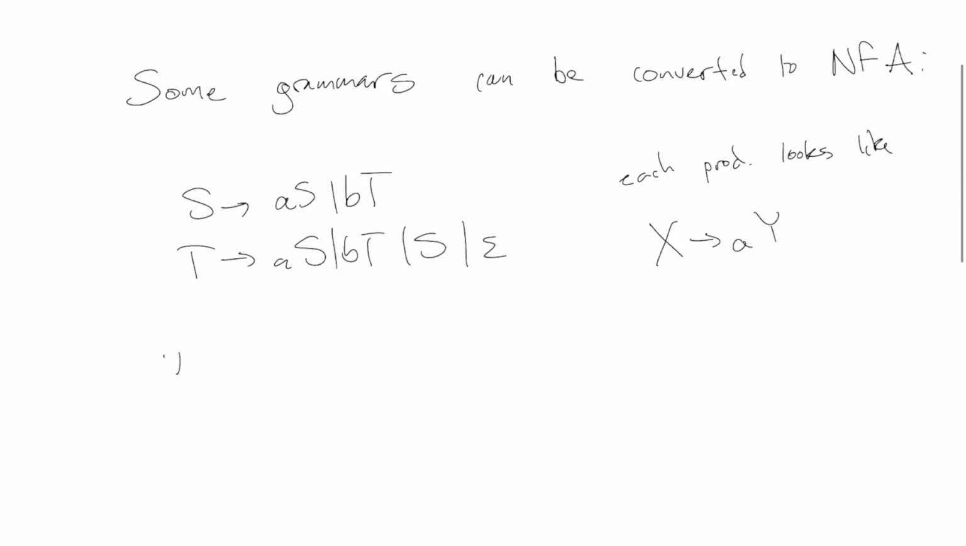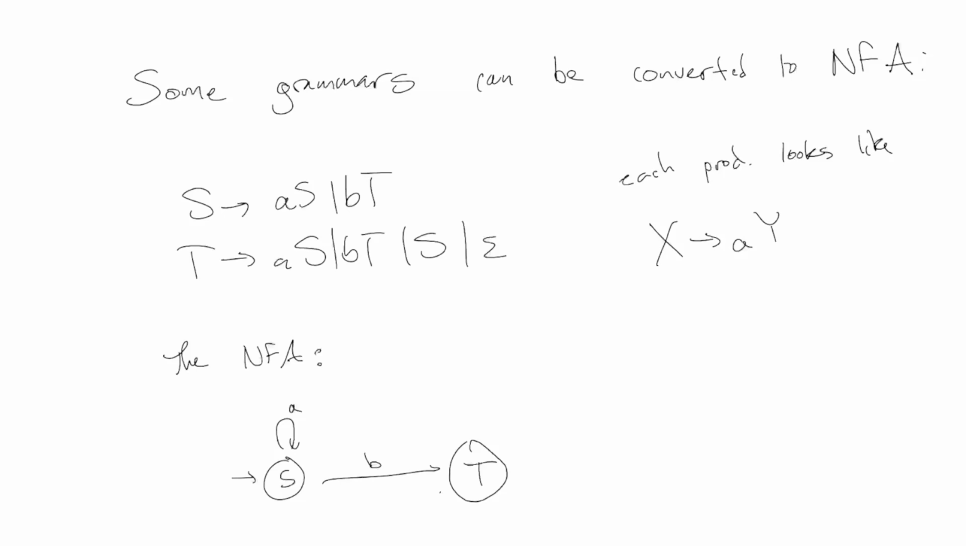So the NFA has S and T as the states, and then we can just do the process in reverse. You translate each grammar production into an arrow. When I see S goes to AS, that's an A loop on S. When I see S goes to BT, that's an arrow from S to T with a B. Then I have T goes to AS, which is an arrow from T back to S with an A. T goes to BT is a loop on T with a B.